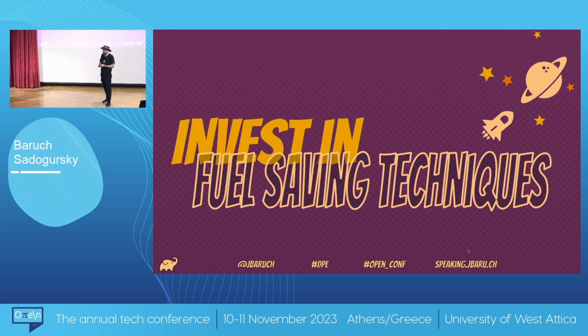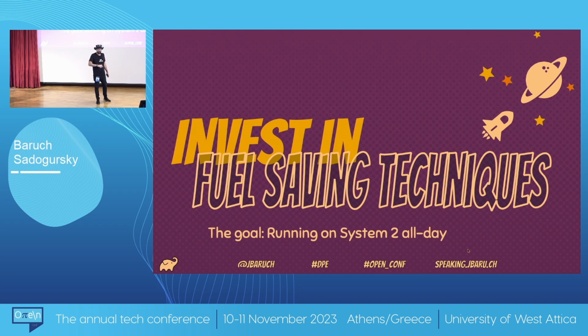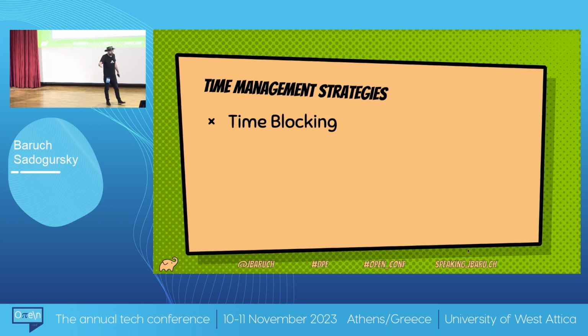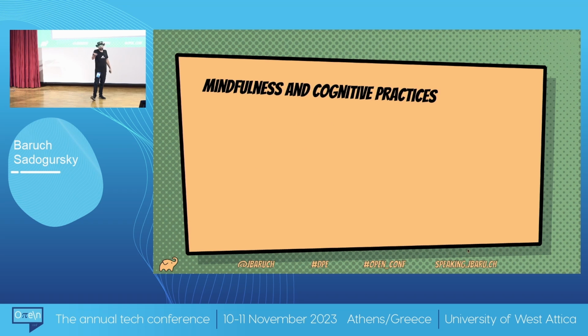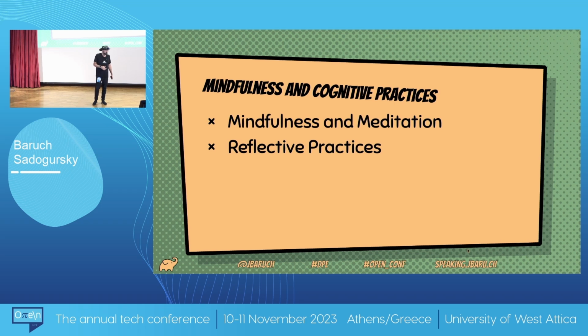So how can we solve this problem? The solution is we need to invest in fuel-saving techniques. I will give you a bunch that you already know. I will just ask you to pay attention. Obviously our goal is running on System 2 all day long. Management strategies like time blocking, Pomodoro technique, task batching, doing similar tasks together to avoid context switch. Mindfulness and cognitive practices like meditation, like reflective practices. Single tasking, multitasking is a lie, even for women.